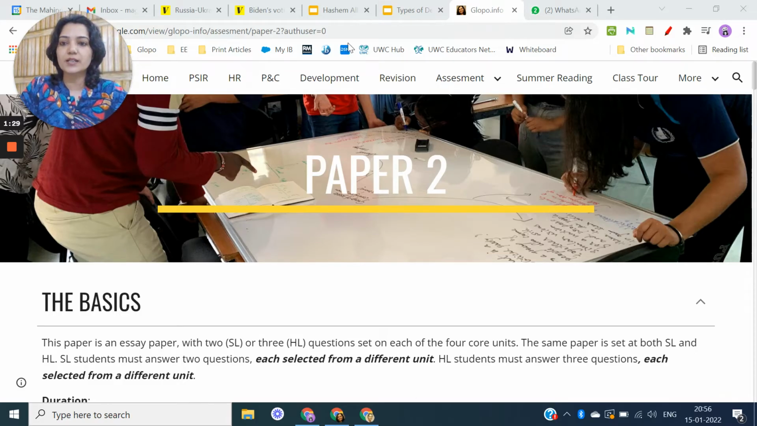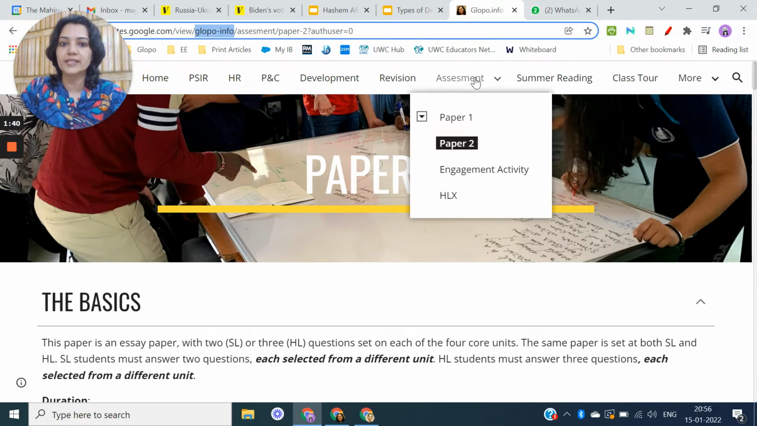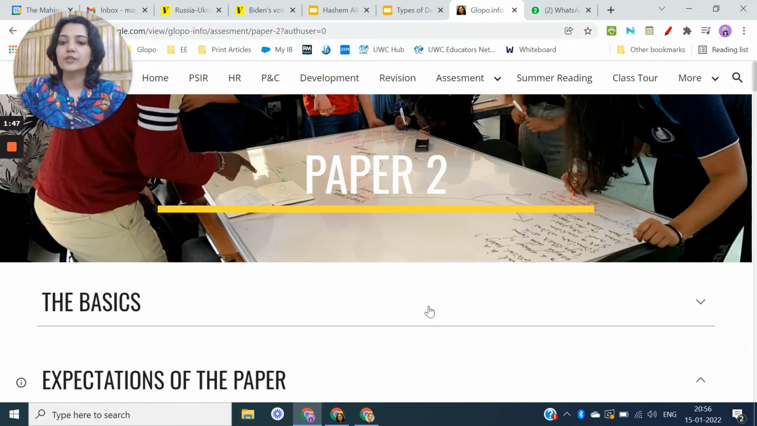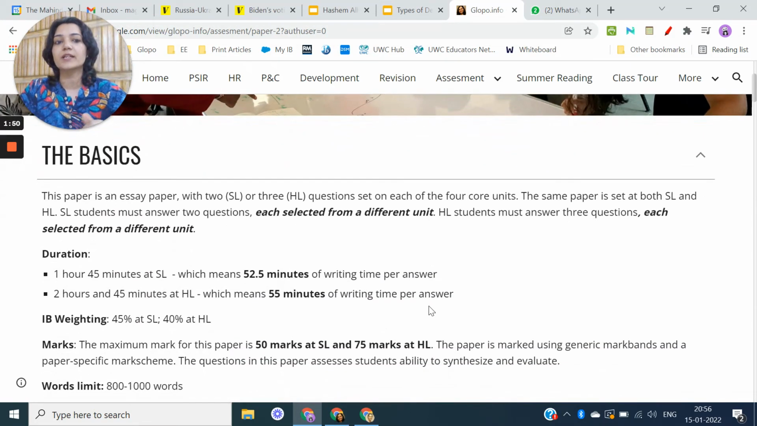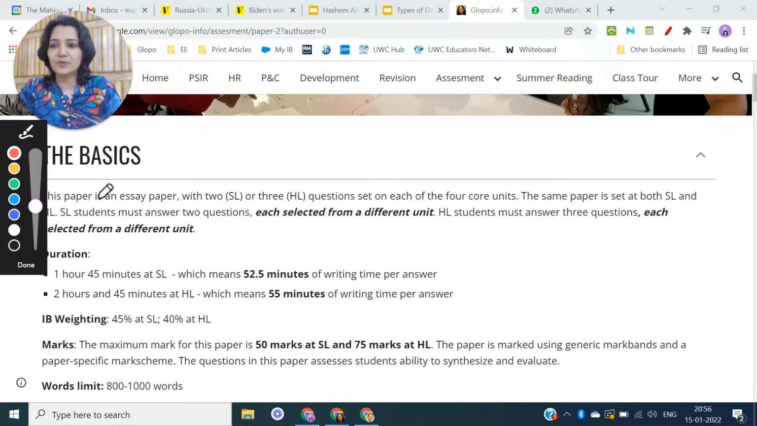Okay, so this is on my site glopo.info. Here you can see glopo.info, right? So this is what I have opened. The moment you open glopo.info, go to assessment, and under this assessment you see paper 2. The moment you click on paper 2, you will be here. Okay, so let's get started with the basics. Now when I say basics, let's start with the Loom's pen tool this time. I'll be exploring this one with you. In case I feel this is not the good one, then I'll go back to the page marker.